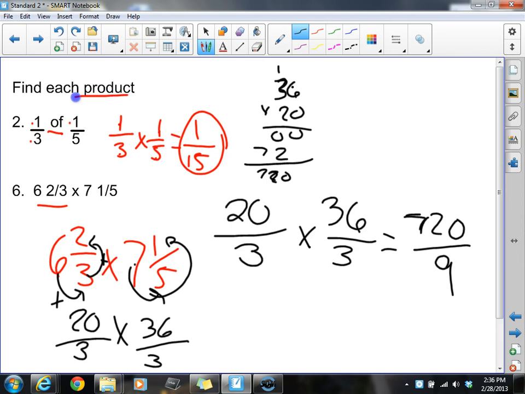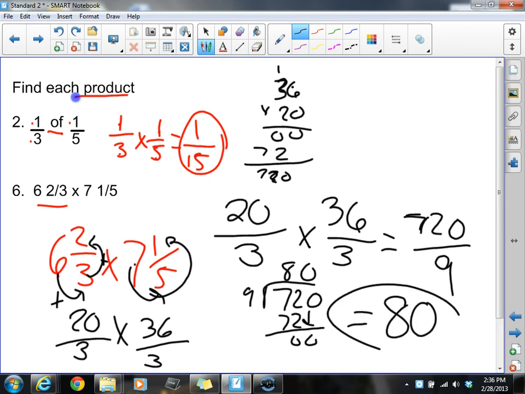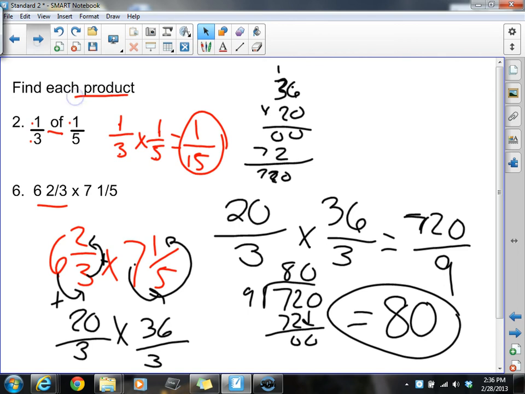And to simplify an improper fraction, it's going to look like this. Remember, we divide it out, so it's going to be 80. So there we go, ladies and gentlemen. When I multiply 6 2/3 times 7 1/5, my final answer is 80. That's in simplest form. So that is multiplication.